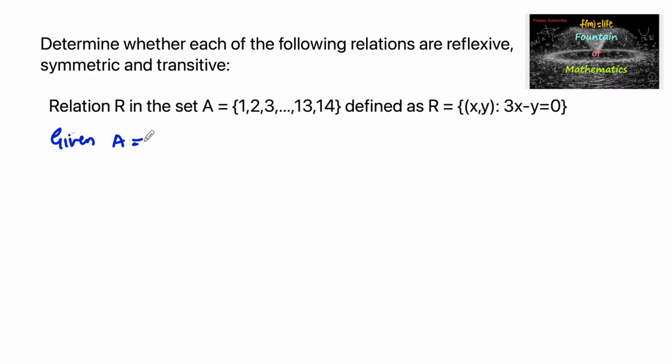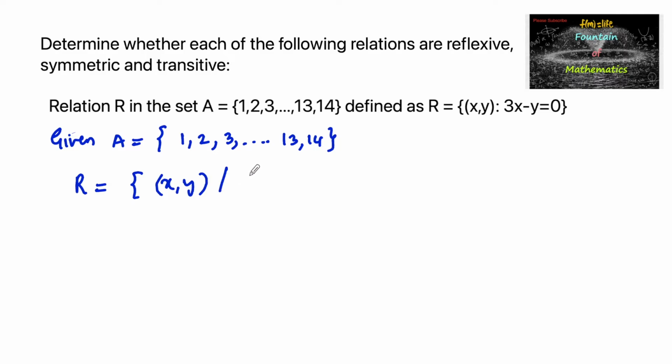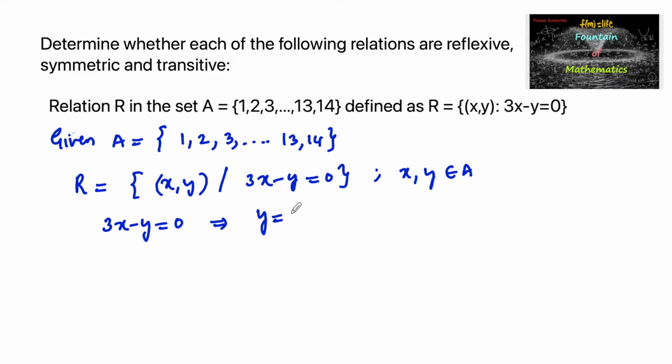So, given the set A = {1, 2, 3, 4, 5, 6, ..., 14}, and relation R = {(x, y) such that 3x - y = 0, where x and y belong to the set A}. Since 3x - y = 0, which implies that y = 3x, the possible ordered pairs can be considered.